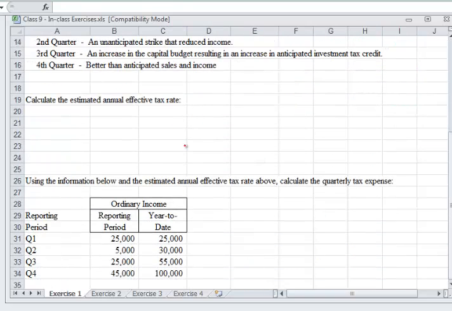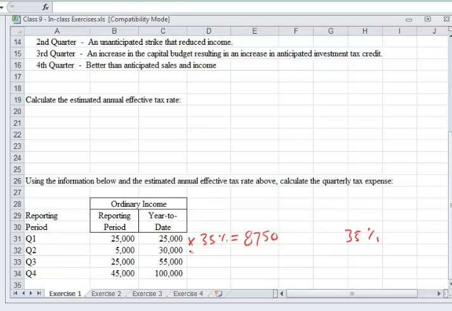Okay, so 35, 33, 27, 30. Now we're going to come down and do my quarterly provision. I'm going to take 25 times 35%. What's that? About 8,500? $87.50. Okay. So we know that our effective rate for the quarter is obviously 35%, right? Can't be anything but that.